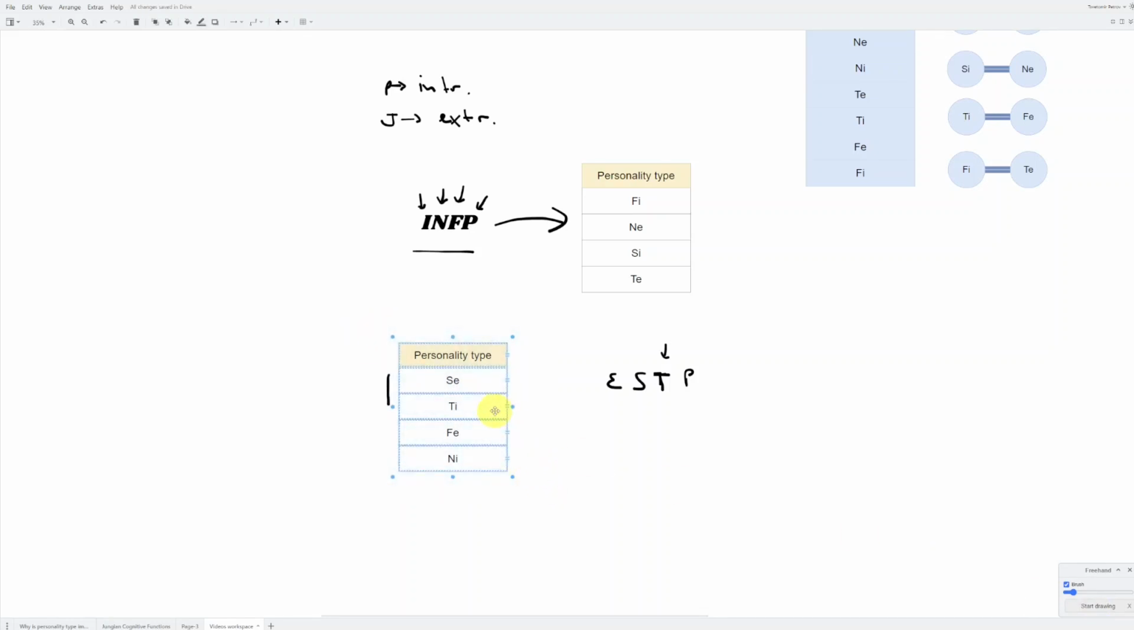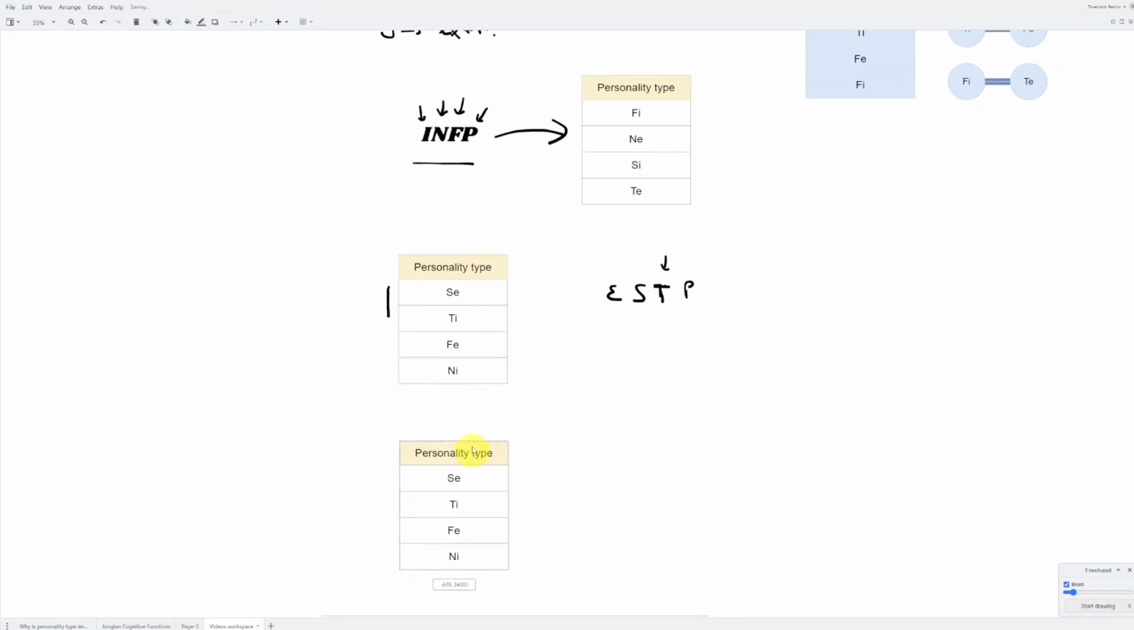Okay, let's try another type. So let's try now the Fi, Se, Ni, Te. So let's try this type. So what is this type? Well, again, we start with the first two functions. We see that it is feeling and sensing. So we know that the middle two letters are F and S.